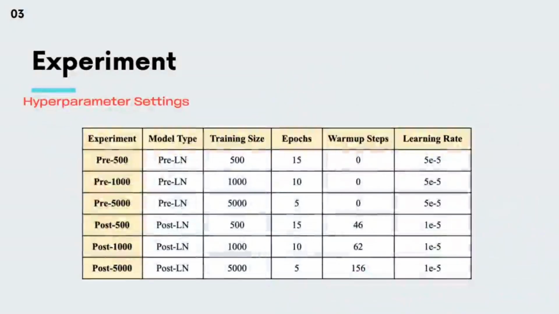We tested with 500, 1,000, and 5,000 samples. PreLN uses a learning rate of 5e-5 and no warm-up steps. PostLN uses 1e-5 and added warm-up steps to improve stability. Warm-up steps were set to about 5% of total training steps in each scenario. Epochs were adjusted by dataset size. Other settings like batch size and optimizer were kept the same to ensure a fair comparison.